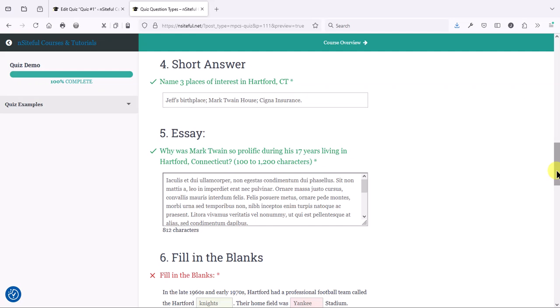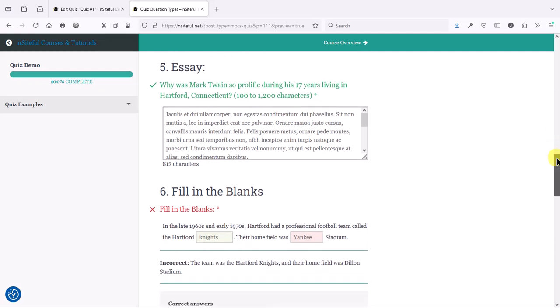Short answer. Name 3 places of interest in Hartford, Connecticut. Now note, I got credit for that. Nobody knows whether that's correct or not, but this is because the short answer question type is indeterminate. There's no way to determine whether an answer is correct or not. That's the same with essay. I put in a whole bunch of lorem ipsum, and I got a check mark.